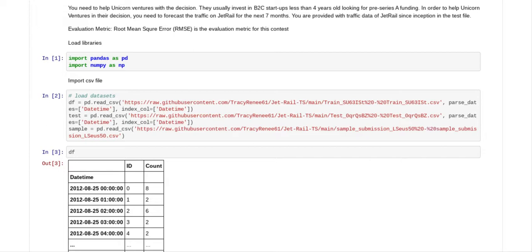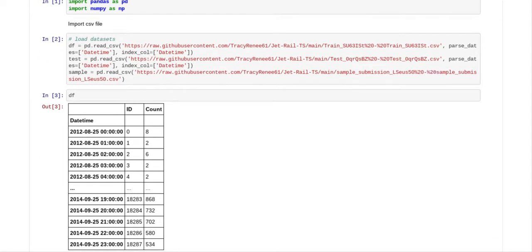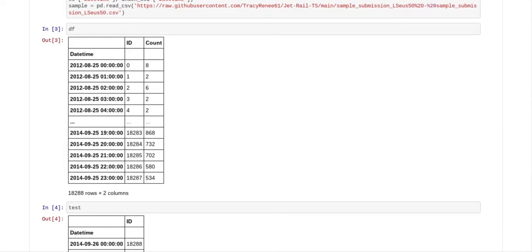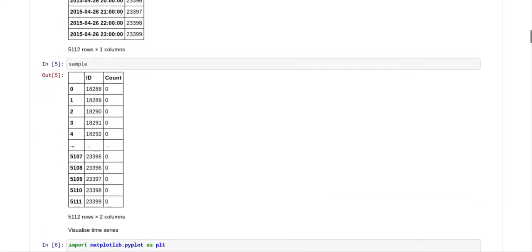We use the data frame for the train, test and sample files. I used DataFrame in this instance because I had used it in the algorithm that I had made, so I thought, well, I'll just stick with convention. So here's our data frame. We have all the dates and ID and count, and then we have our test file and our sample file, which is just the ID and the count.